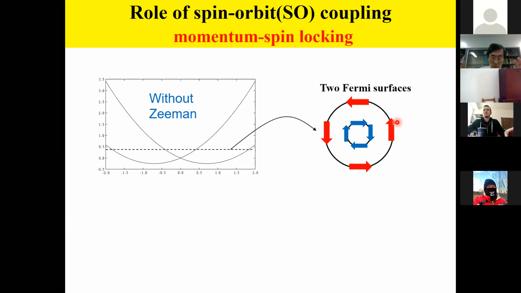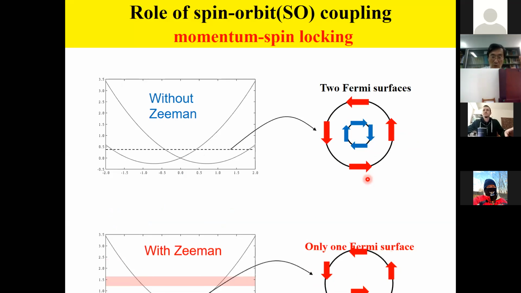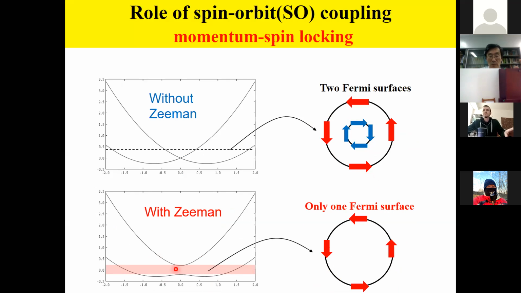First we start from the simple parabolic dispersion of the free electron model. By introducing Rashba spin-orbit coupling, the Fermi surface is split. As seen here, the helicity of this Fermi surface and the inner Fermi surface are different from each other. Then if we apply a Zeeman field, an energy gap opens, and if we tune the chemical potential between the upper band and lower band, only one Fermi surface exists. Actually, it's a really exotic, quite unusual metallic state.